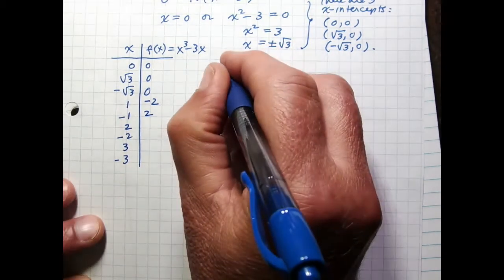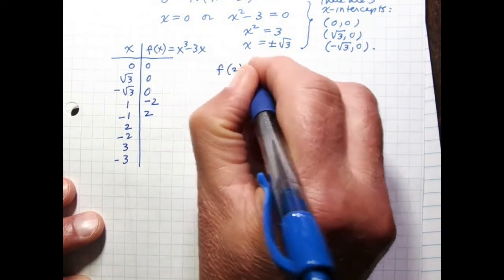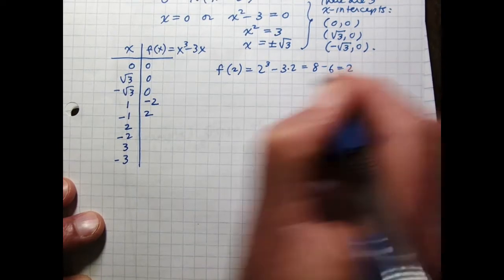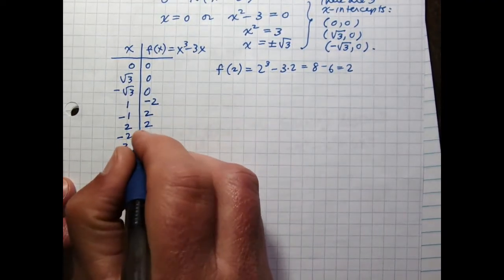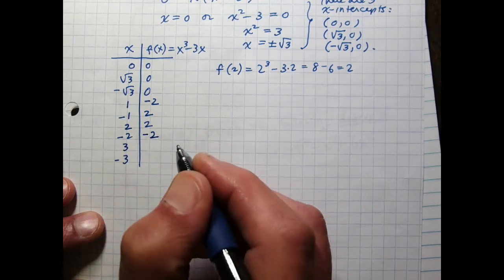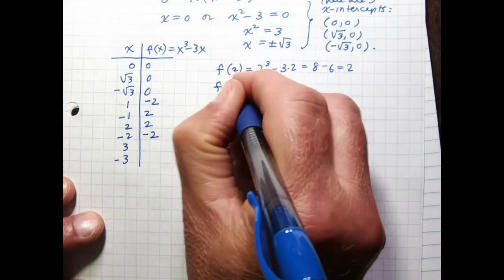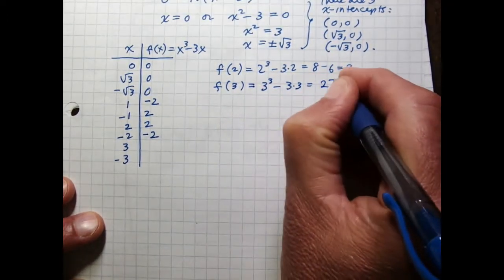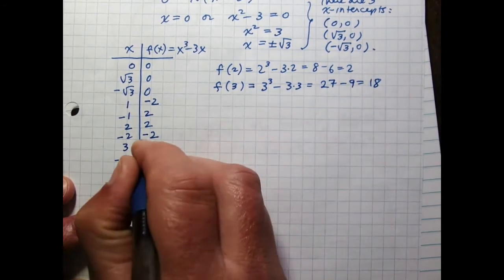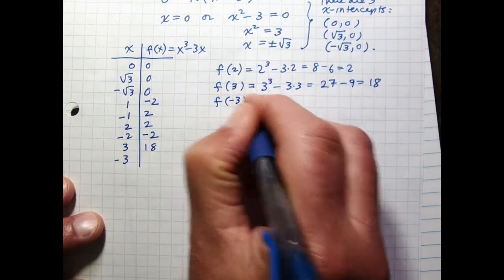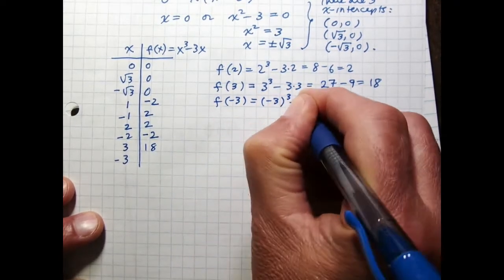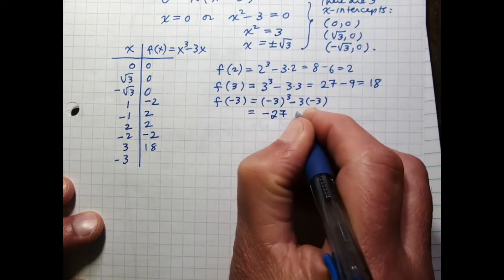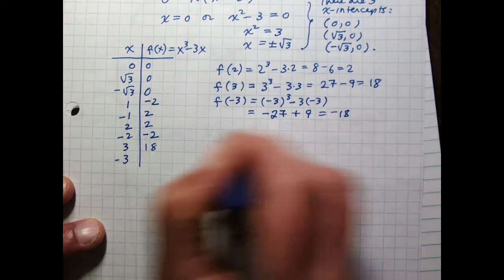If I plug in 2, maybe I'll write out a couple of these. F of 2 is 2 cubed minus 3 times 2, is 8 minus 6, or 2. If I plug in negative 2, I'm going to actually get the opposite of that. I get negative 2. And maybe just for the record, f of 3 is 3 cubed minus 3 times 3, is 27 minus 9, is 18. F of negative 3 is negative 3 cubed minus 3 times negative 3. Just notice the difference now. I get negative 27 plus 9, so I get negative 18.